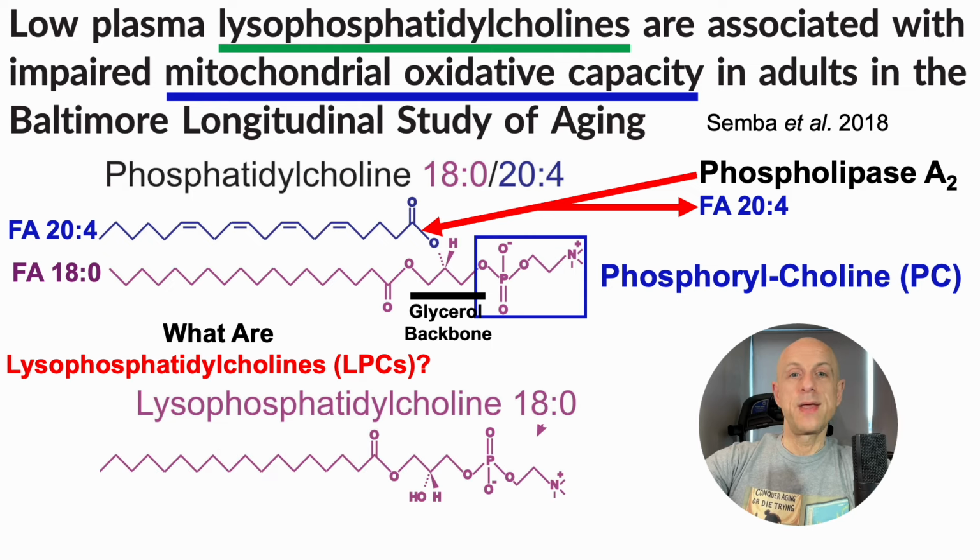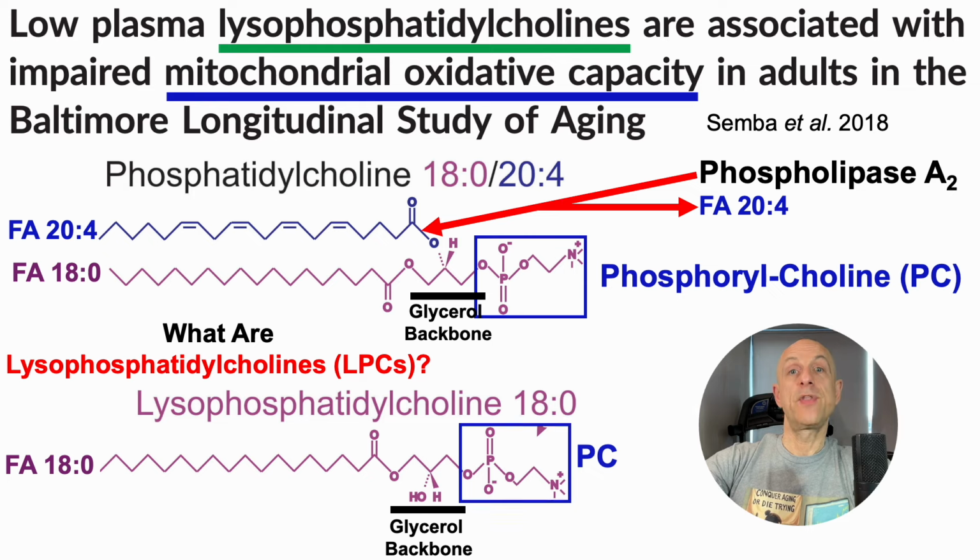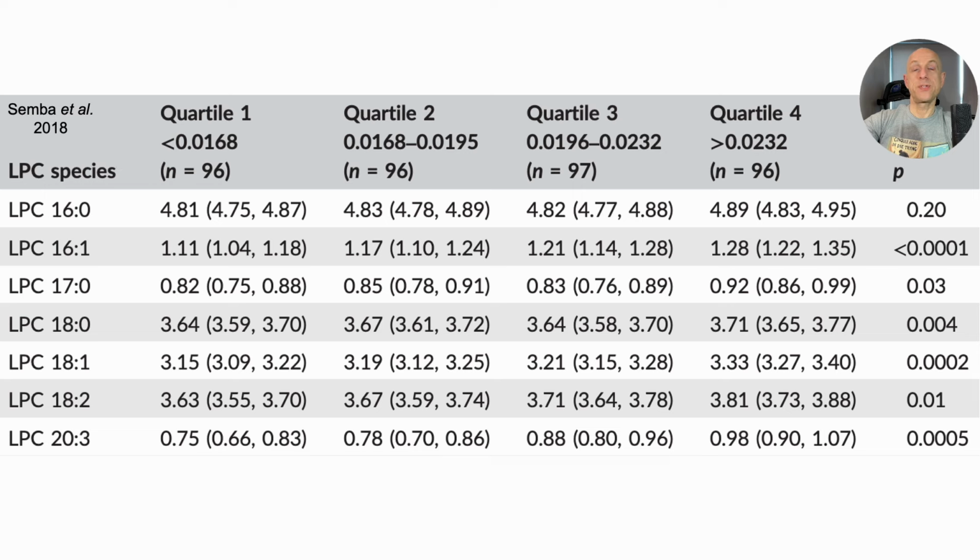And just to reiterate, this lysophosphatidylcholine then includes the glycerol backbone connected to stearic acid on one side, and on the other side, phosphorylcholine. So let's take a look now at that data where plasma levels of lysophosphatidylcholines were associated with mitochondrial function, which is what we'll see here.